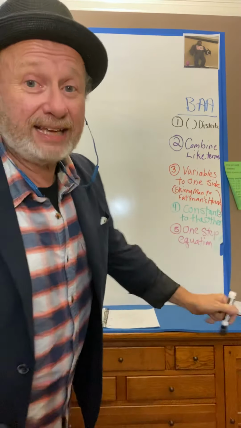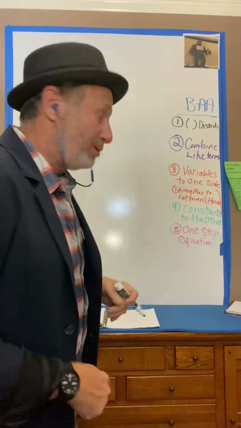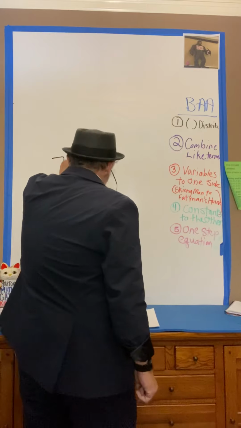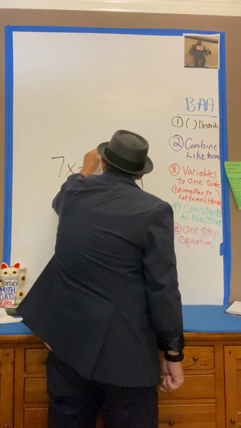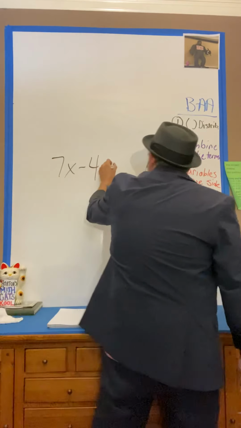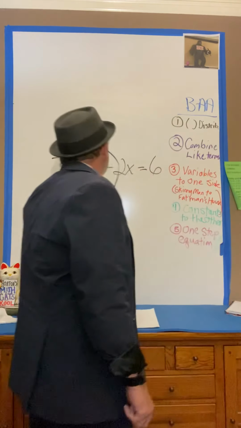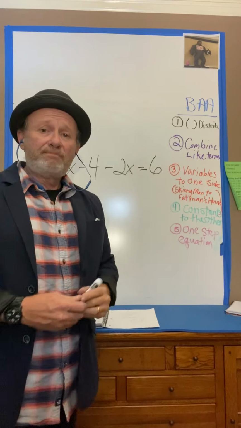let's go and do something that's a little more advanced. I have 7x minus 4 minus 2x equals 6. That's a little trickier, but it's not hard.